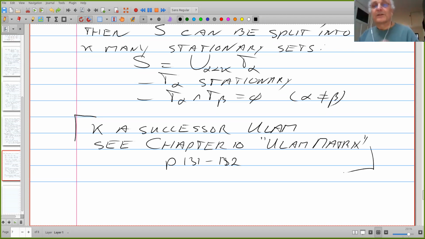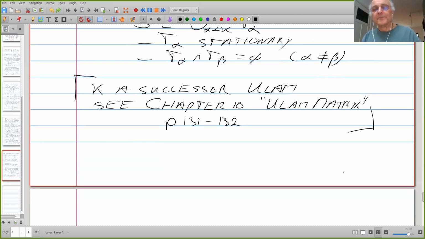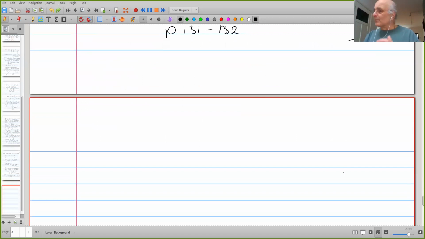If kappa is a successor, then you can find a completely different proof than the one that we're going to give here, based on what is called an Ulam matrix. And Ulam found those matrices already in the 20s or 30s in an investigation into measures on cardinal numbers. And he used his matrices to prove that certain things were impossible. But we're going to give a sort of a unified proof of this fact.